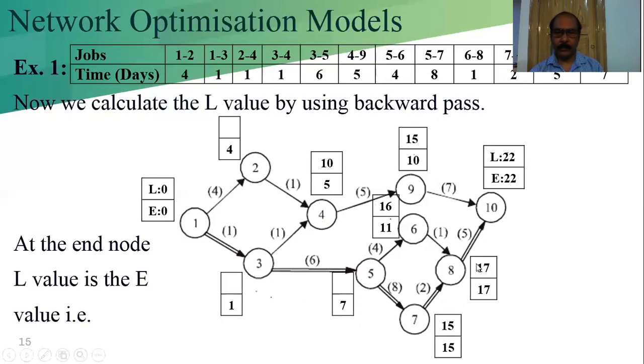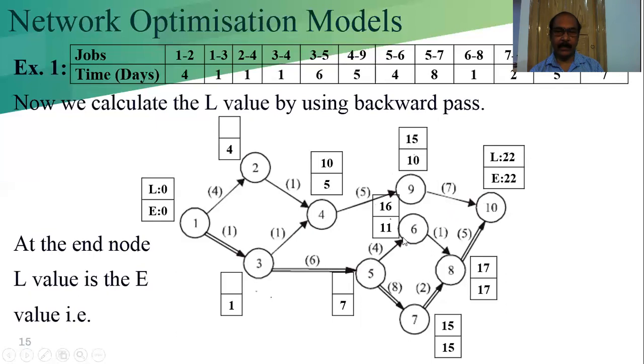Now here, 17 minus 2. 7 is the predecessor of 8, so we can calculate L7 as 17 minus 2, which is equal to 15. Now 5 is the predecessor of 7, and at the same time 5 is the predecessor of 6. So in the forward pass we consider the maximum value, and in the backward pass we consider the minimum value.